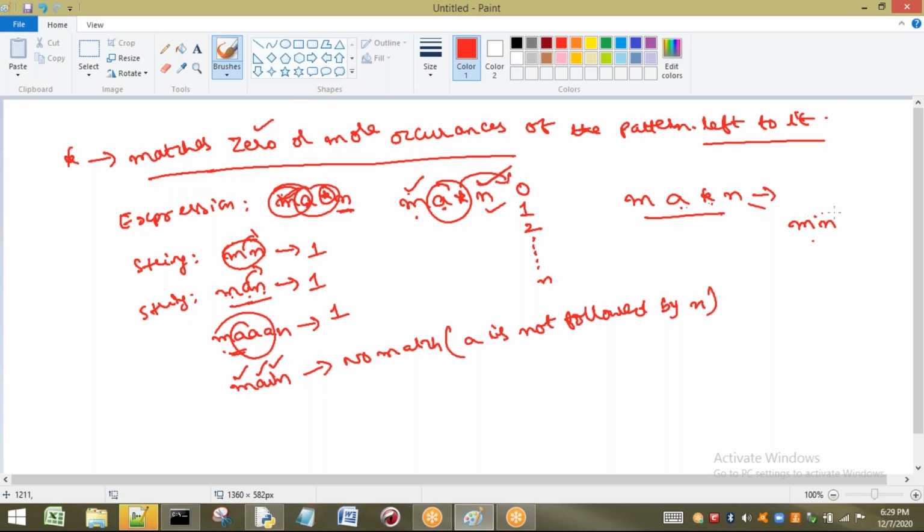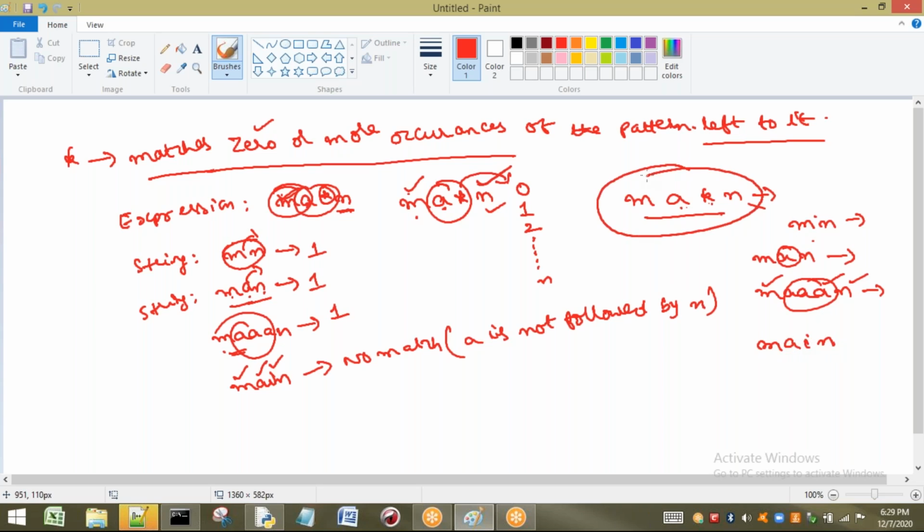So here 0 times is there, so no problem. Next I am going to take MAN. Here at least one time is there, so there is no problem. Match is there. Next MAAAN is there. So here any number of A's can be there. More number of occurrences also there is no problem. But M should be there, A should be there, N should be there. A can be any number of occurrences. So one match.